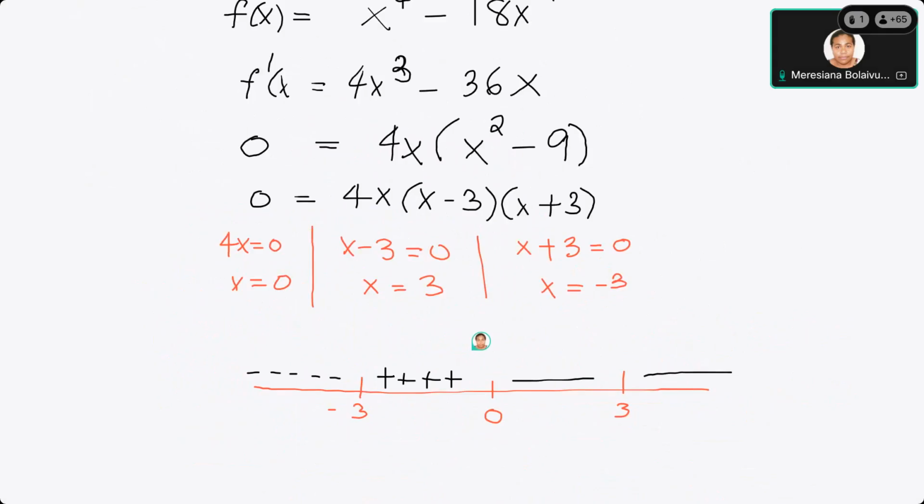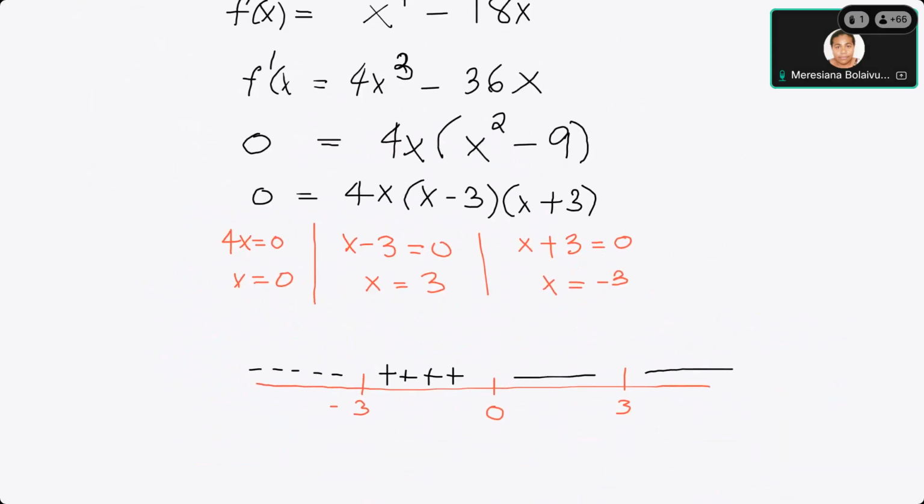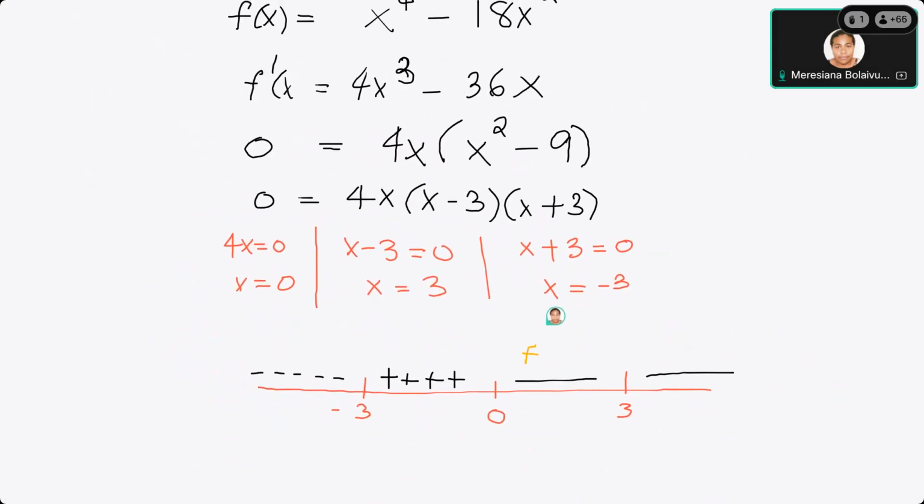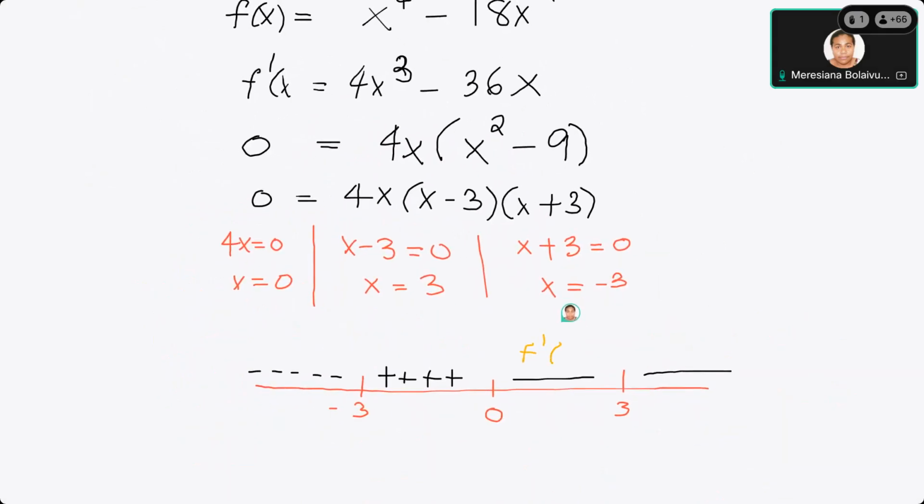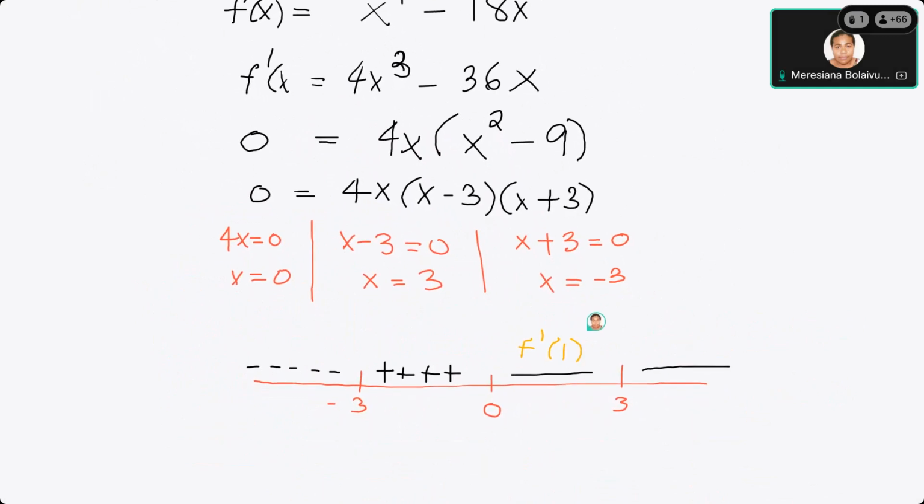Now choose a value for our next interval, a value between 0 and 3. 1, okay. Find f dash of 1. Put 1 into the derivative. Find out if your answer is positive or negative.